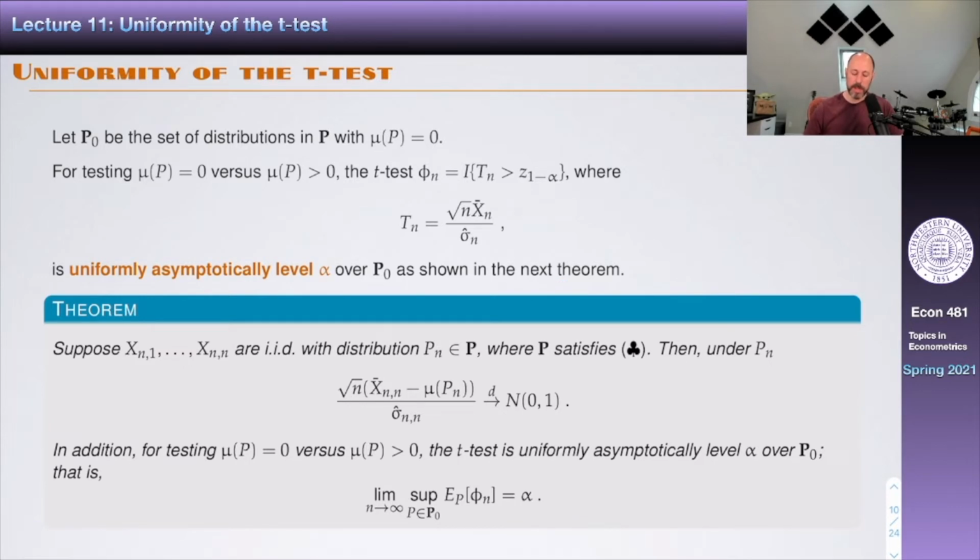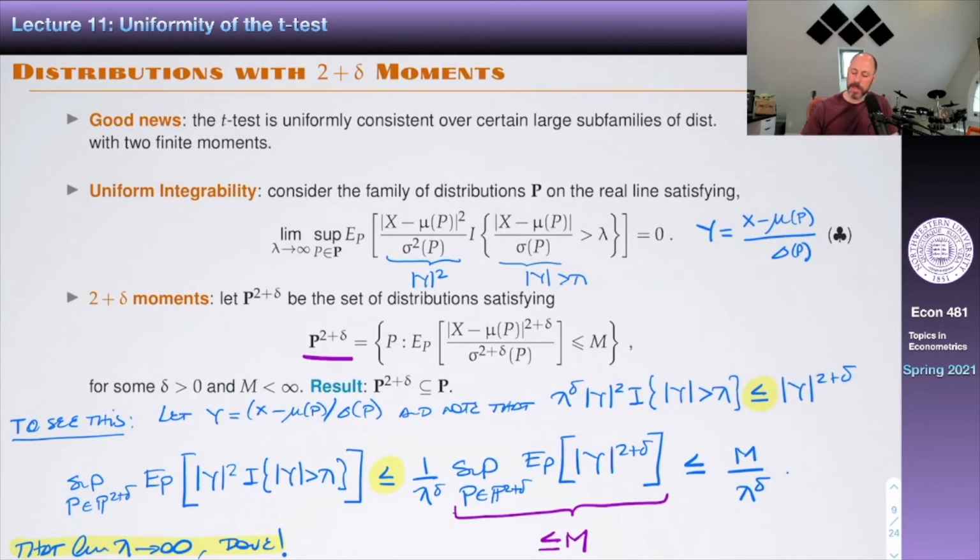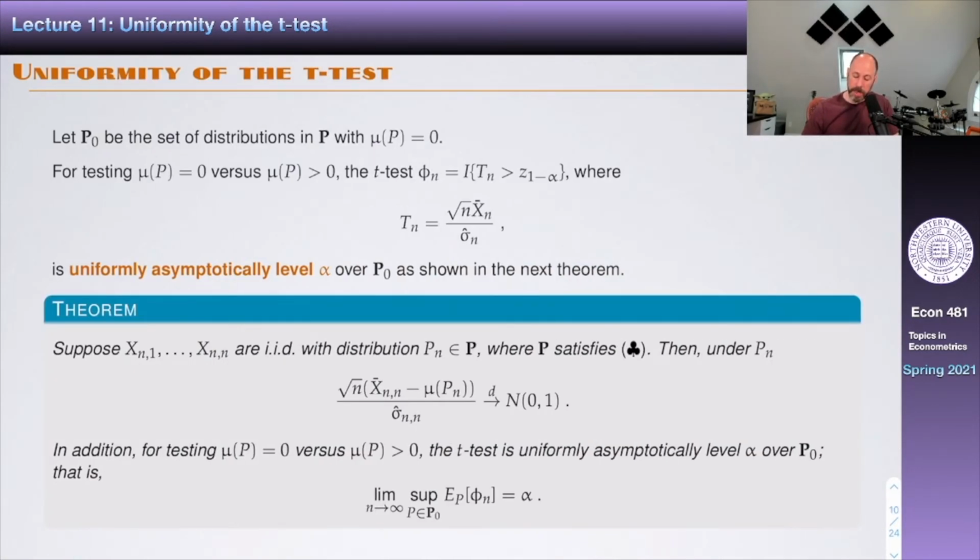And here's the theorem. Suppose X1, ..., Xn are IID with distribution Pn in bold P, where bold P satisfies the Clough condition, which, in case you forgot already, is the uniform integrability condition. Then under Pn, square root n times (X bar n minus the mean of Pn) divided by sigma hat n converges in distribution to a normal. So it doesn't matter which sequence of distributions you take in this family, any sequence will satisfy this. And in addition, if you want to test the mean is 0 versus it is positive, then the t-test is uniformly asymptotically level alpha, that is, this condition over here holds.